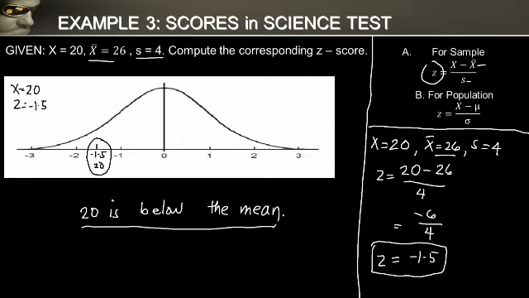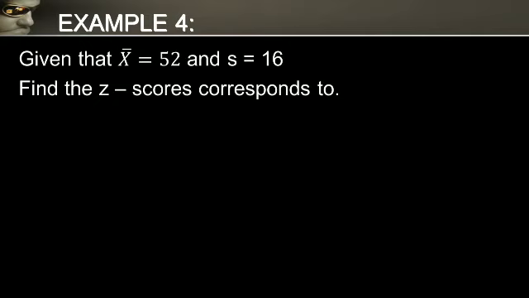So, we still have one more set. Now, there is no normal curve. Now, we will just find their particular z-scores. Given that the mean is 52 and the value of the standard deviation is 16, find the z-score that corresponds to A, 62, B, 48, C, 53, and D, 37.8.